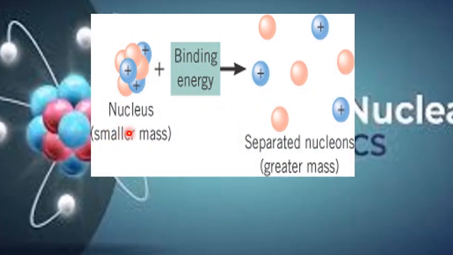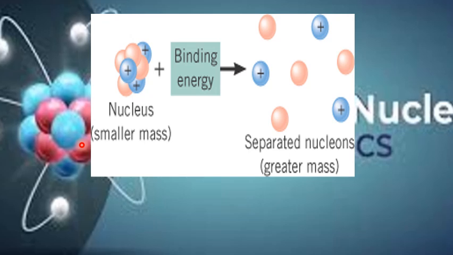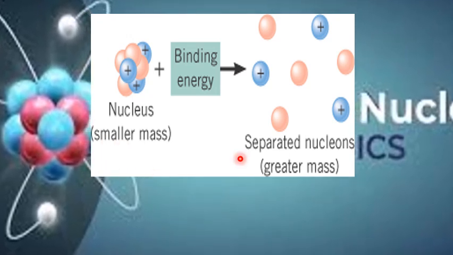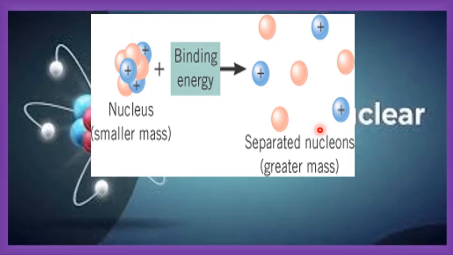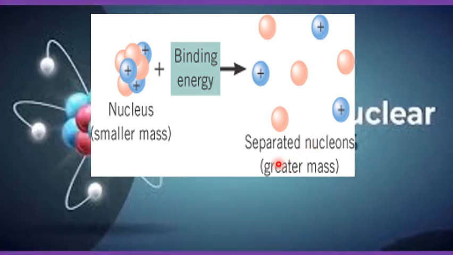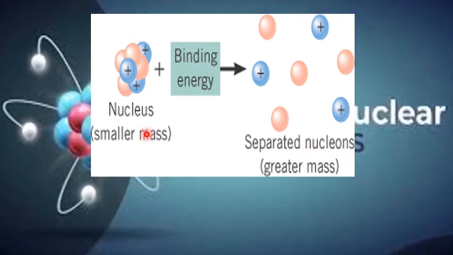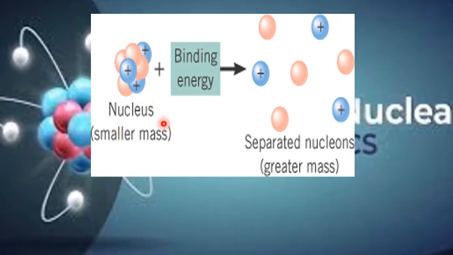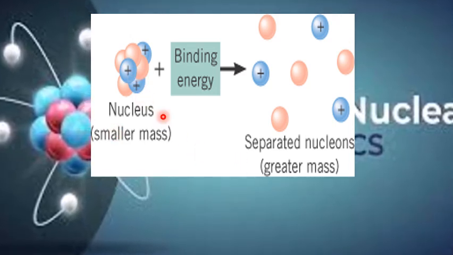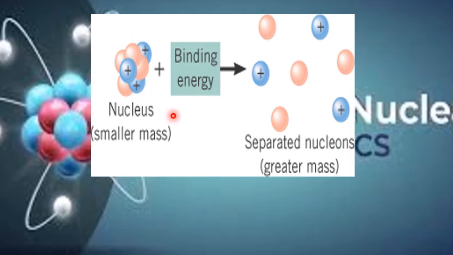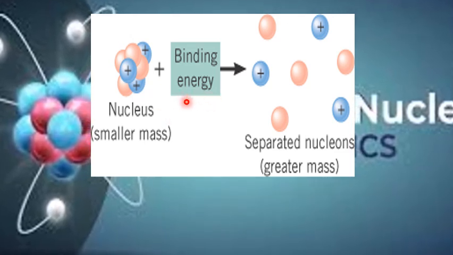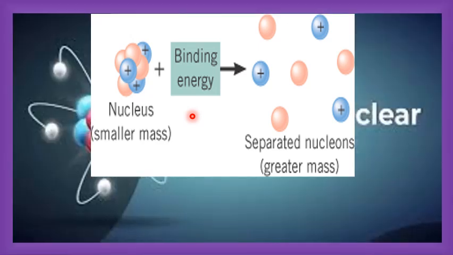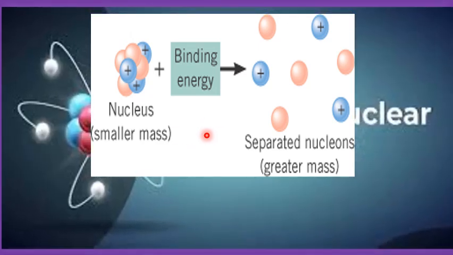The combined masses of the protons and the neutrons when they are separated from each other is always greater than their combined mass when they are intact in the nucleus. And this mass defect or mass deficit can be accounted for by what we call the binding energy.